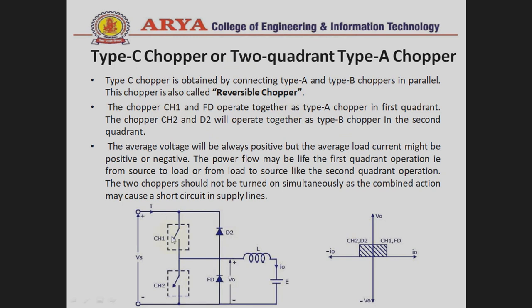In this circuit diagram, chopper 1 and freewheeling diode operate together as the type A chopper. It means the step down chopper, and chopper 2 and diode 2 operate together as the type B chopper, that is the step up chopper. So this is the combination of step down and step up chopper. The quadrant diagram is drawn in the first and second quadrant. First quadrant shows the type A chopper and second quadrant shows the type B chopper.